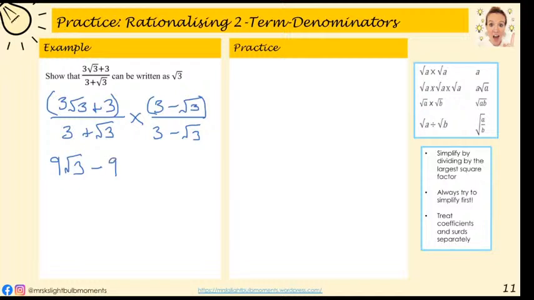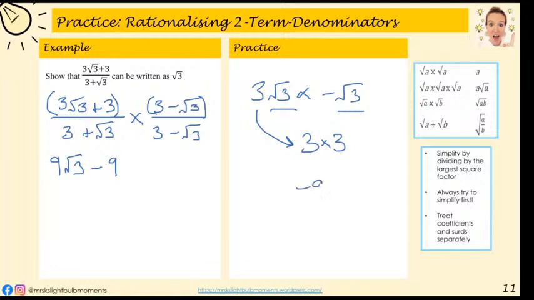I'm just going to write it over here so you can see what I've done there. Times the minus root 3. So these ones together, the root 3 and the root 3 make 3, but I've still got 3 times that. 3 lots of that. So that's why I end up with minus 9.